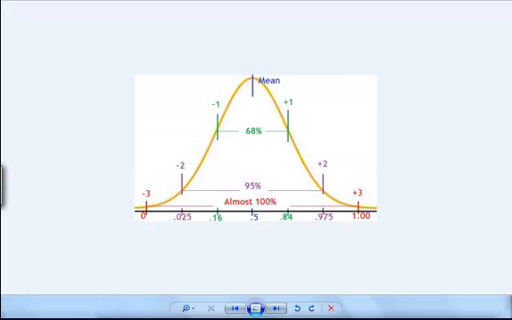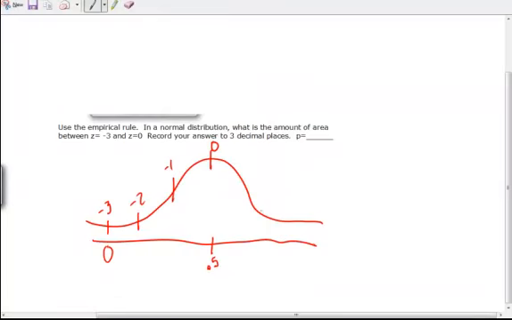0.5 is associated with 0. -3 is associated with 0. And then we shade from -3 all the way up to 0, and we want to know how many percent is this, or what amount is this from here to here. And so what you always do is you take the right-hand end minus the left-hand end, which would be 0.5, and so it's either 0.5 or 50%. Next one.